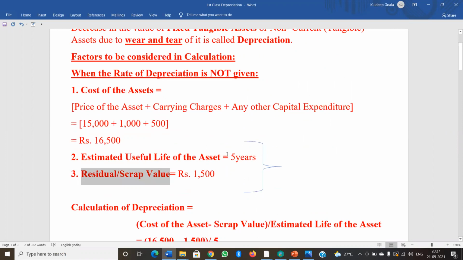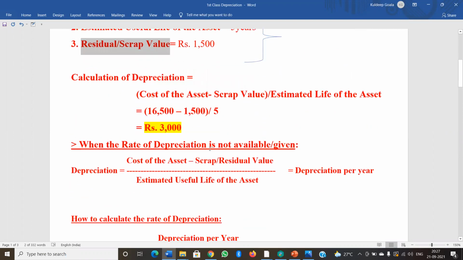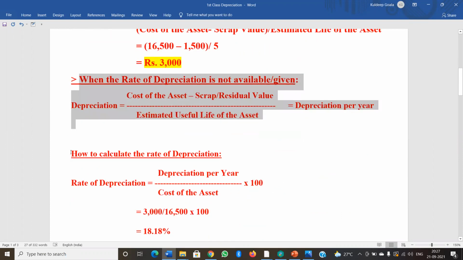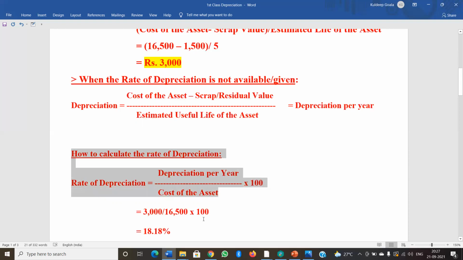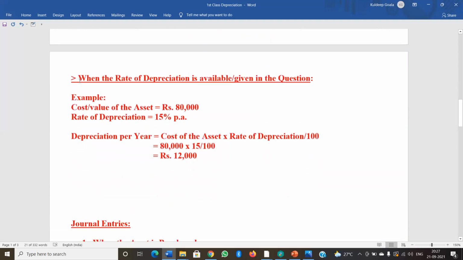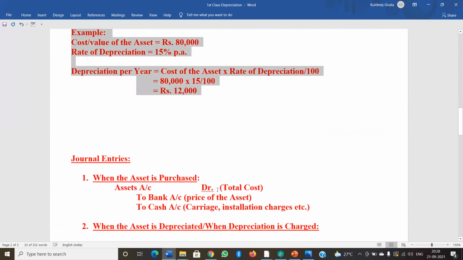And we also saw the situation, what formula you are going to use when the rate of depreciation is not given. This was the situation, and how to find out the rate of depreciation also in this situation. We have also discussed what will be the method of calculation when the rate of depreciation is given in the question, right? So these were the things we have done in the previous class.